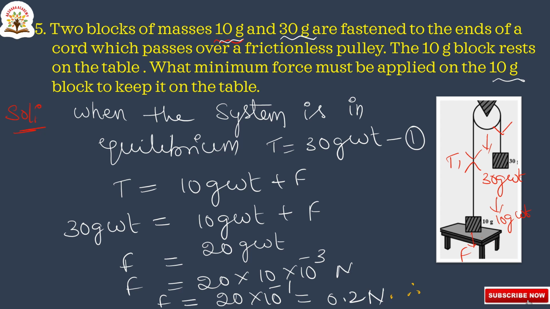So therefore, the final answer is: the minimum force that must be applied on the 10 gram block to keep it on the table, that is F is equal to 0.2 newtons. This is the final answer. Okay, next we will go to the next one.